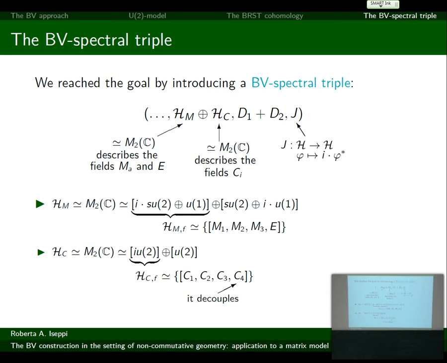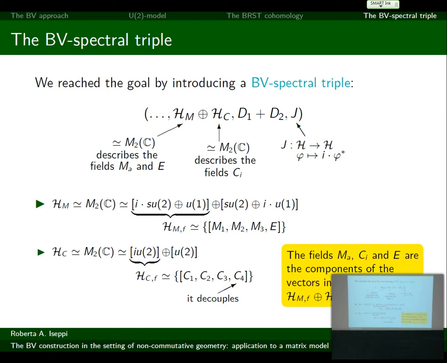For H_C, this can again be split in this way, and this is what we will call H_CF, where the components are C1, C2, C3, and C4. You might remember that there was no C4 before, but this is not a problem. You will see that for the form that the Dirac operator will have, C4 will never play any role. So we can say that it decouples. The important part is that the fields that we have, so this M_A, C_i, and E, are the components of the vector in this subspace of the Hilbert space. So the fields are in the Hilbert space.